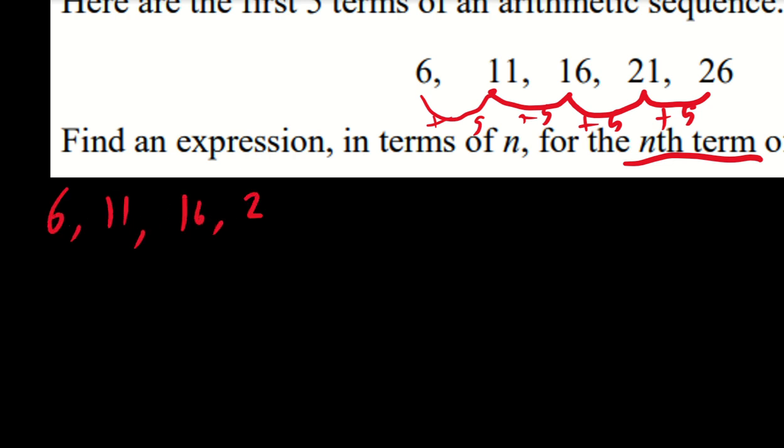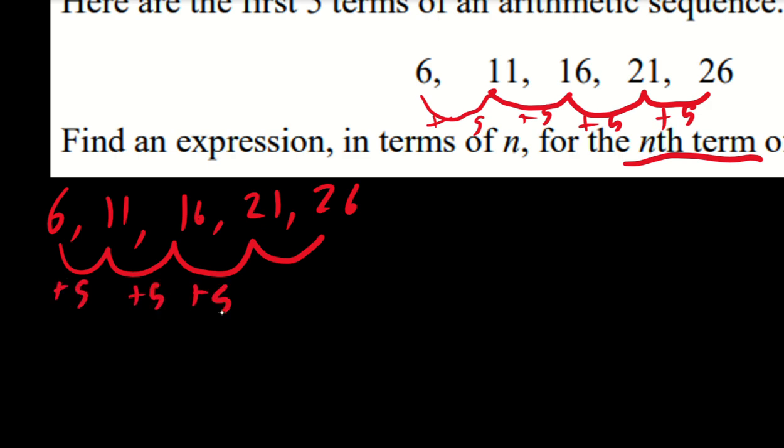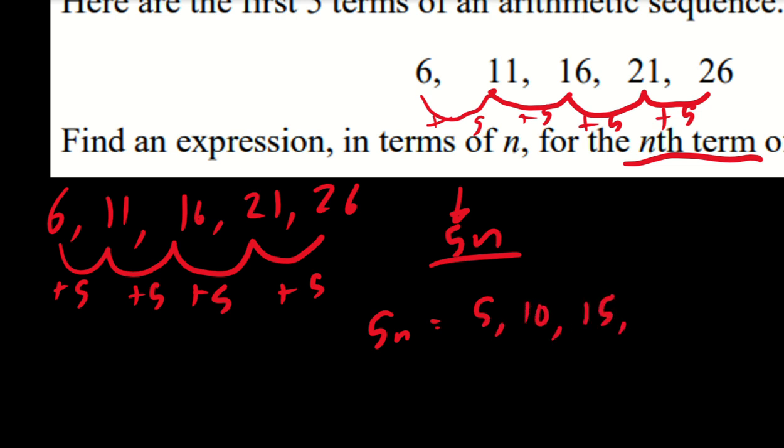finding the difference and then placing it as the coefficient of n. So plus 5, plus 5, plus 5, and plus 5. The coefficient of n is a number which you place in front of n. So in this case, it's 5. So 5n will give the formula 5 multiplied by 1 when n is 1, which is 5. 5 multiplied by 2 when n is 2, 10, and so forth.